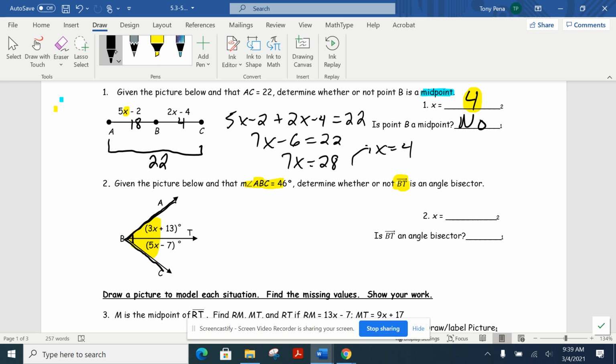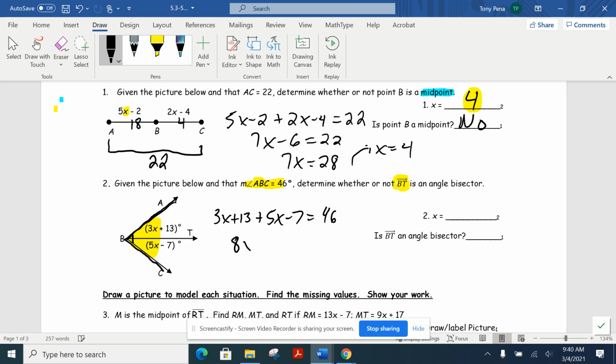All right, so if that is in fact an angle bisector, then 3x plus 13 and the angle 5x minus 7 would have to be equal to each other, just like it would at the top. No, don't do that. Sorry. What has to happen is when we add these two up, the 3x plus the 13 plus the 5x minus a 7 would have to equal your 46. So add them up. They've got to equal 46.